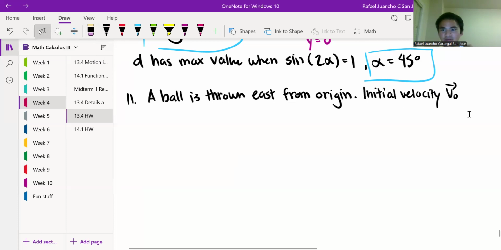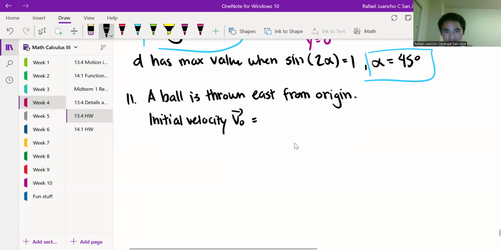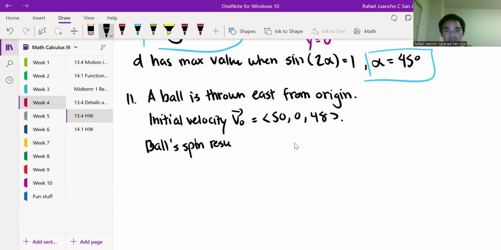Maybe I'll put it in a different paragraph, different line. The initial velocity is 50, 0, 48. So that's it in vector form with speed measured in feet per second. Okay, cool. The spin of the ball results in a southward acceleration. So let me just write that. Ball spin results in southward acceleration. So when we're saying south, we're going down.